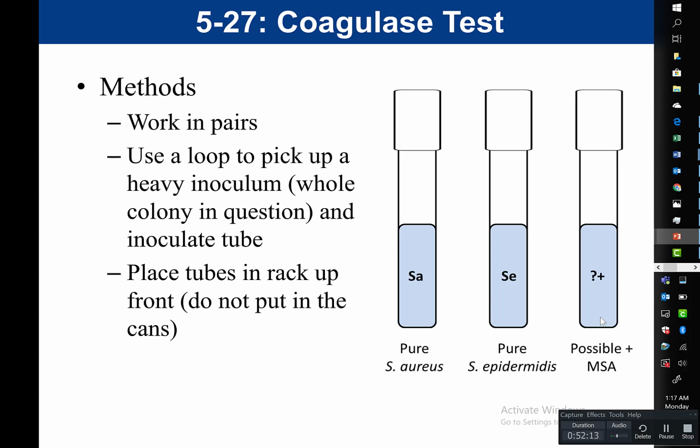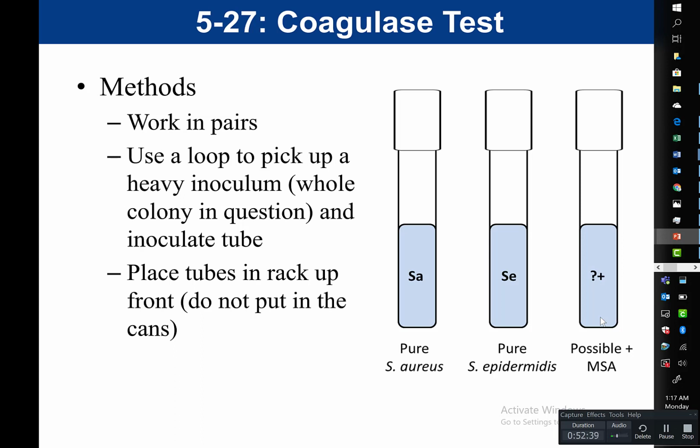It allows us to determine if our possible positive on MSA, because again, MSA is presumptive, 95% confidence. If we take that possible positive and we inoculate a coagulase test and it comes out to be coagulase positive, well, that is now confirmatory for Staph aureus.